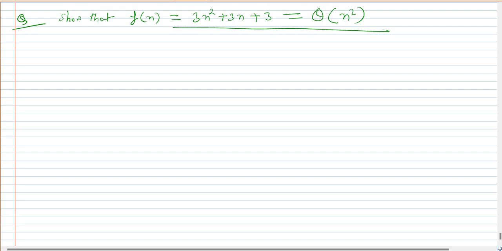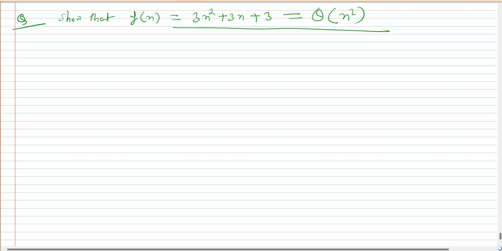So now let's take another example. We have to show that fn is equal to 3n square plus 3n plus 3 is of the order of theta n square. This we have to prove.